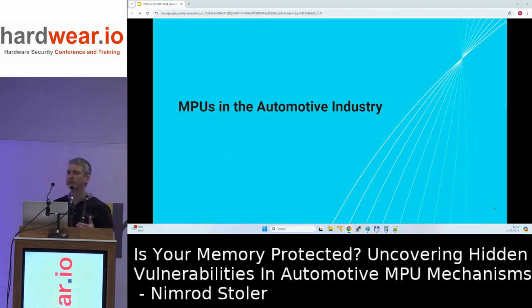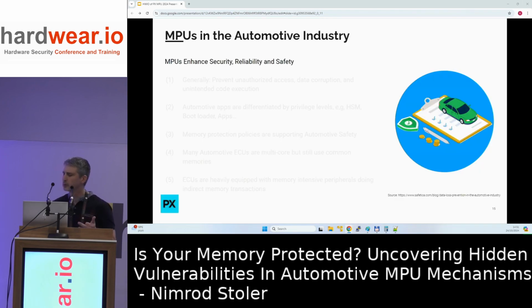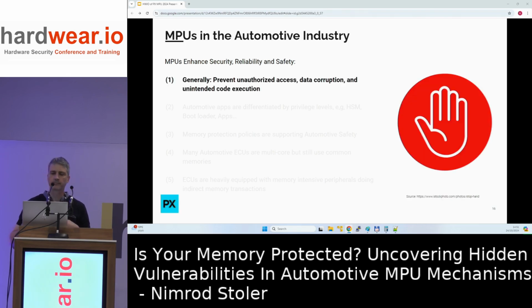Now, why are MPUs so important in the context of the automotive industry? Memory protection units play a significant role in the automotive industry by enhancing the security, reliability, and safety of embedded systems within vehicles. Firstly, just as much as any other industry, automotive systems certainly benefit from the advantages offered by MPU mechanisms. These prevent unauthorized access to memories, help minimize data corruption, and attempt to stop unintended code execution.